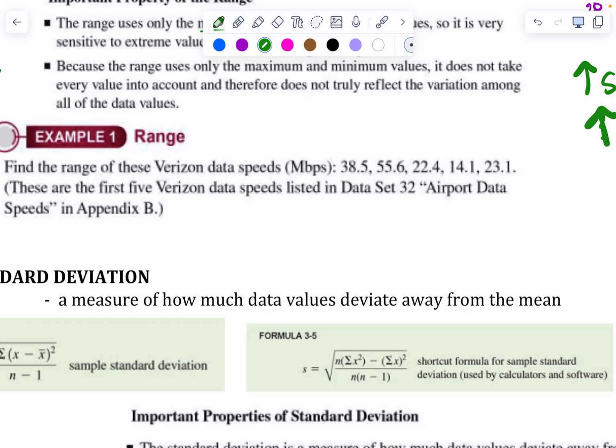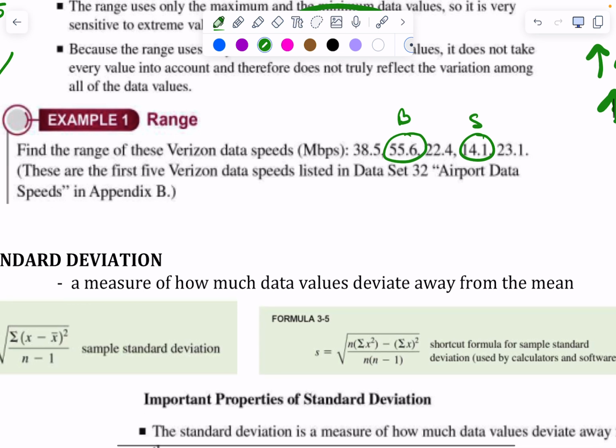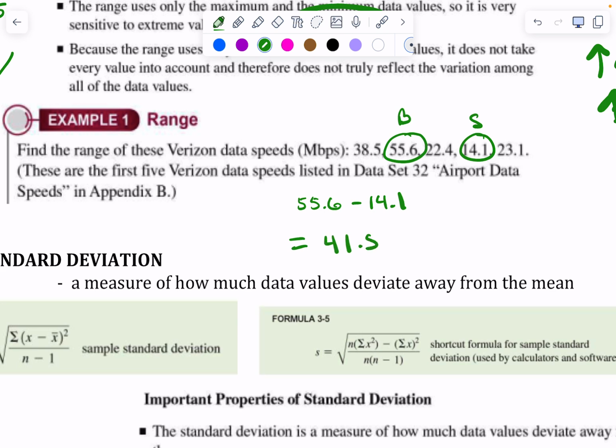Okay, example 1, range. What's my biggest number? 55.6. My smallest number? 14.1. We already had these numbers somewhere. Yeah, we did. In the last section, they use the same data over and over again. So that means 55.6 minus 14.1 gives me a range of 41.5.